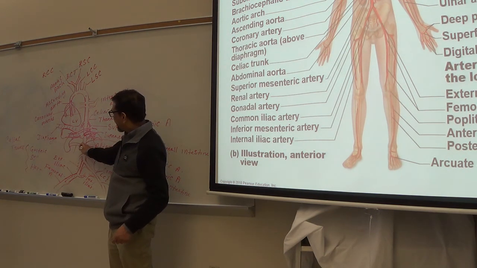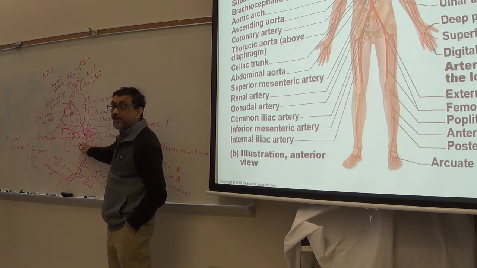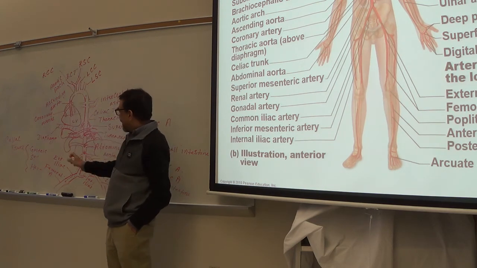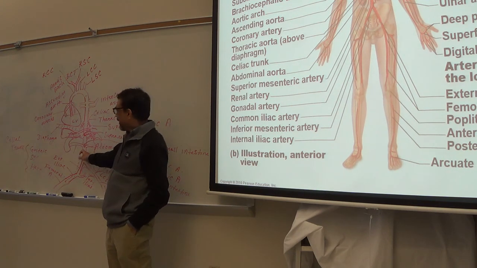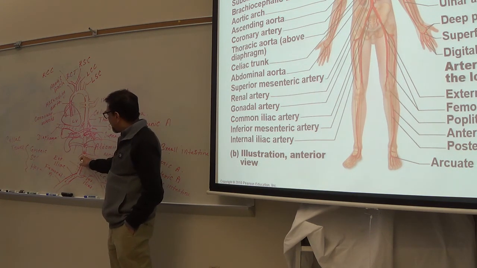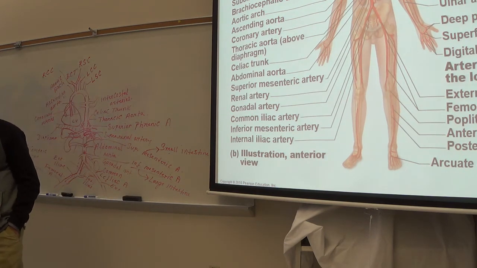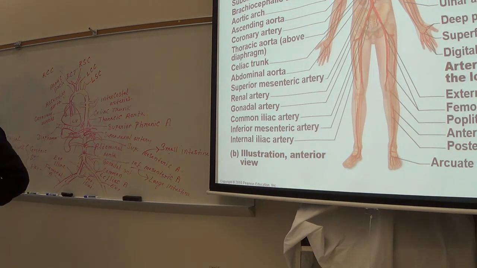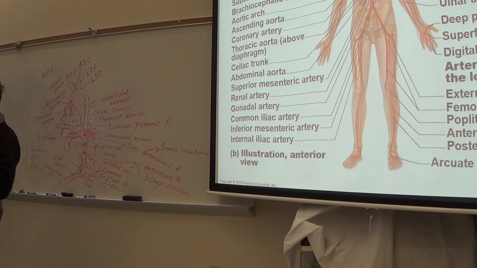Then the superior mesenteric supplies blood mostly to the small intestine, which is the upper part of the intestine. And the inferior mesenteric supplies the large intestine. Make sense? And then the lower end of the abdominal aorta divides into two common what? Iliac. This area is called the iliac area. The ilium is part of the bone here. So, two common iliacs.